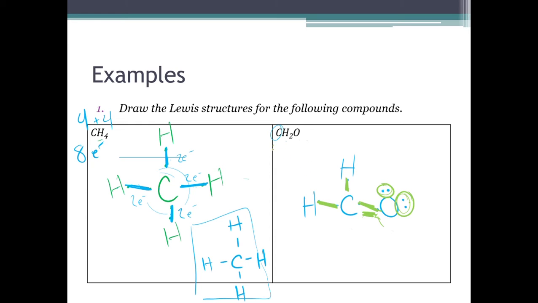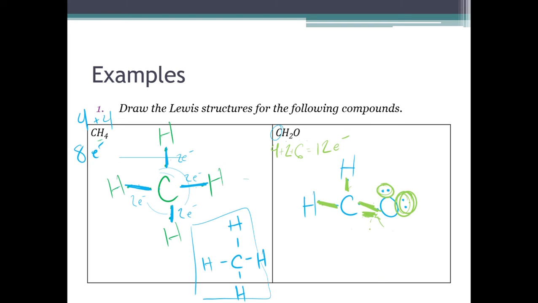Last thing is to double check, make sure we've used the right number of electrons. So carbon has 4 valence electrons. Each hydrogen has 1 valence electron, so the two hydrogens have 2, and oxygen has 6 valence electrons. So 4 plus 2 plus 6 is 12 electrons, which means we should have 12 electrons in our structure. And let's count. 2 in this bond, 2 in this bond, 2 in this bond, 2 in this bond. So 2, 4, 6, 8. And then 10 and 12. So we've used the right number of electrons.